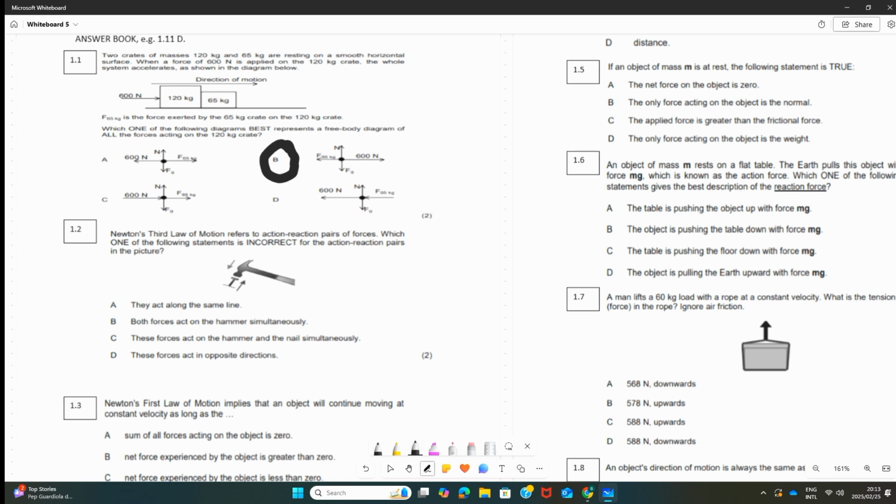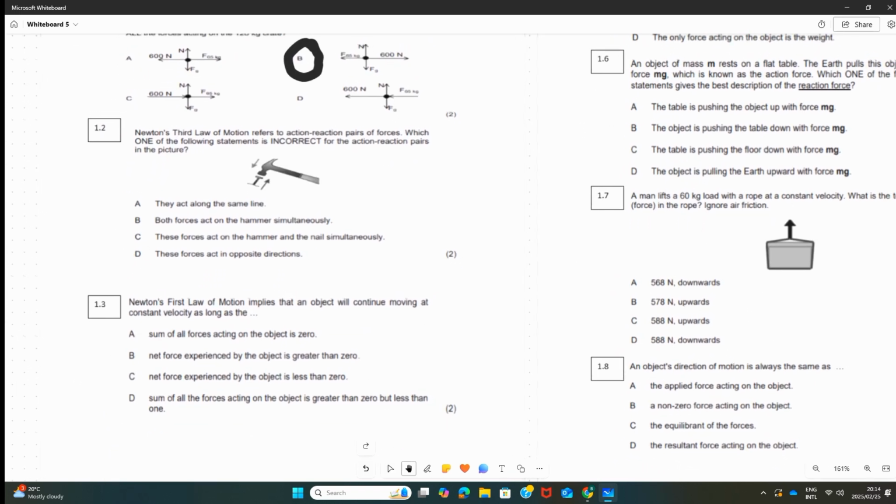In question C, the force representing 600 is drawn towards the object, which is incorrect. All the forces must be drawn away from the object. So that 600 is wrong. Then option D, 600 is going to the direction of left, which is not the case according to the diagram given. Hence, option B is the correct answer. Let us proceed to the next question.